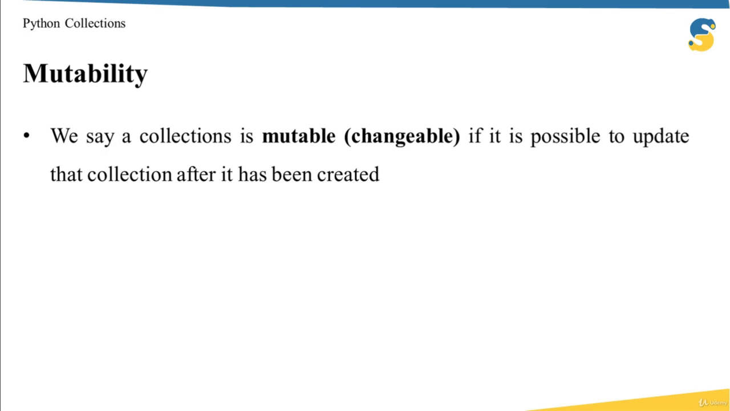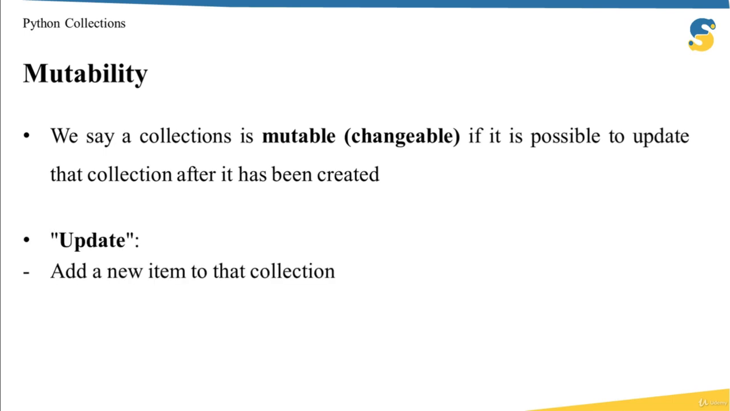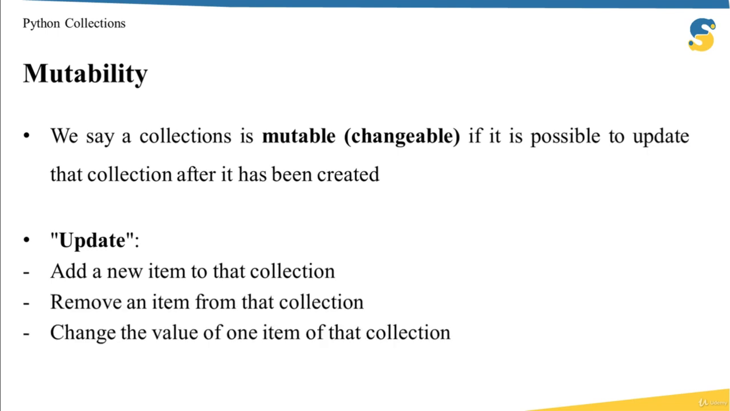Usually, we can update a collection in different ways. So, when I say update, it could be adding a new element to that collection, removing an item from that collection, or changing the value of one item of that collection. So, if a data structure or a collection supports any one of these operations, we say it's immutable.